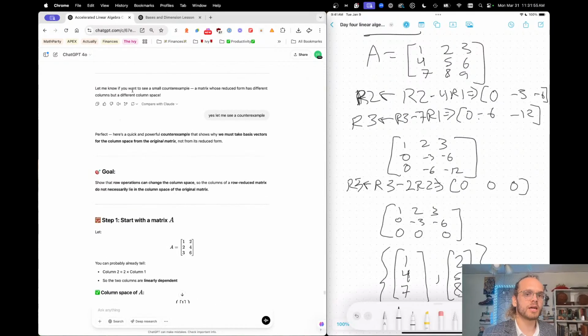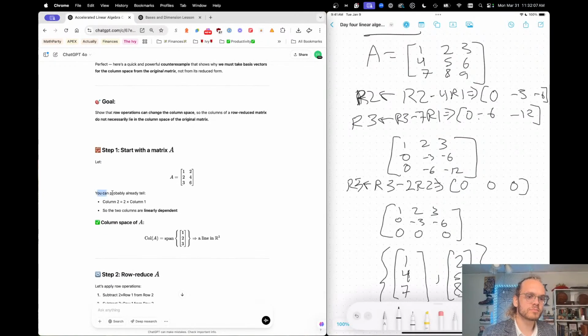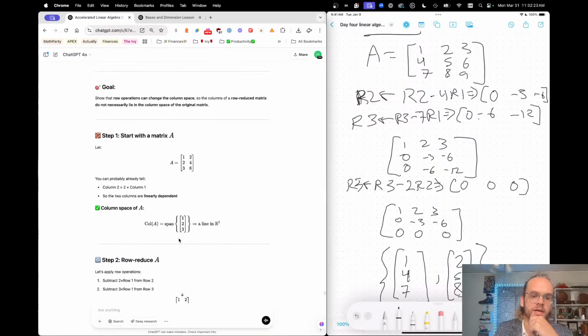So I want to see a counterexample, a matrix whose reduced form has different columns, but a different column space. So we have this 1, 2, 2, 4, 3, 6. And column 2 is 2 times column 1. Yep. So the two columns are linearly dependent. The column space is the span of 1, 2, 3.